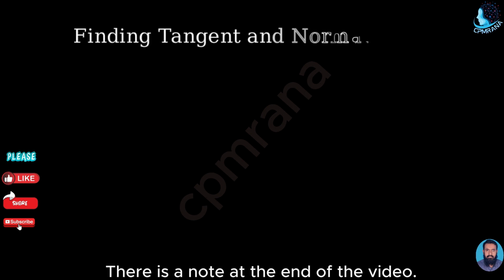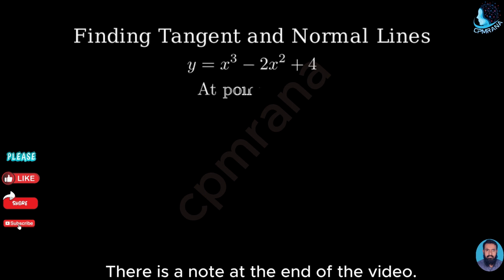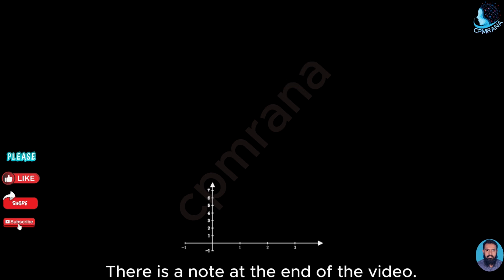Welcome. Today we'll learn how to find the equations of the tangent and normal lines at a point on a curve. We'll be working with the curve y equals x cubed minus 2x squared plus 4, and we'll find these lines at the point 2, 4. Let's start by graphing our curve and point. Here's our cubic function, and here's our point at 2, 4.